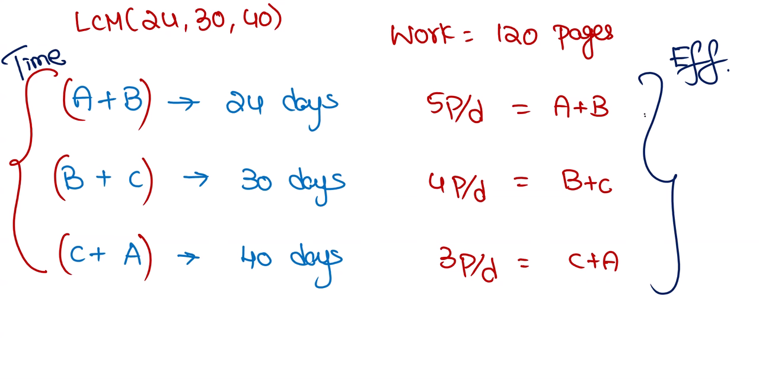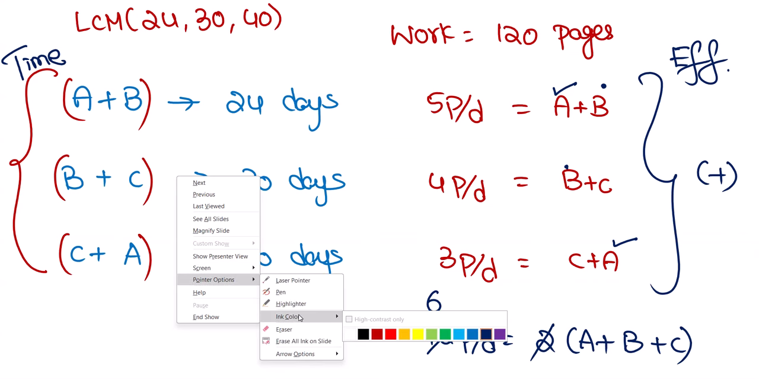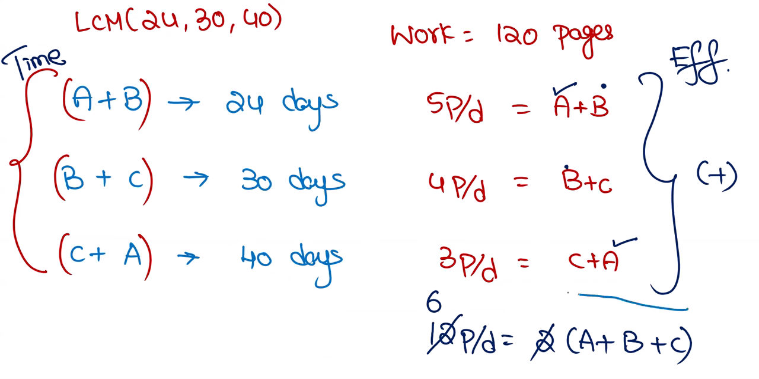So now efficiency, if I add all this, why are we adding all this? When you add all this, what will happen? 5 plus 4 plus 3 is 12. Here 2 times A is available, 2 times B is available, 2 times C is available. I got 2 times of A plus B plus C capacity is 12. So A plus B plus C can do 6 pages per day. Guys, now see, A plus B plus C can type 6 pages per day.